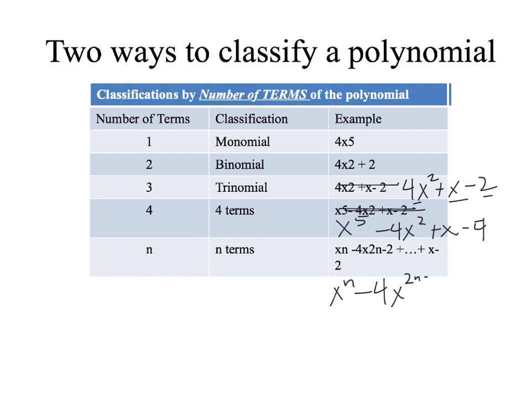To the 2n minus 2. So we don't know what the exponents are, we don't know what the terms are. But we know there are n terms.